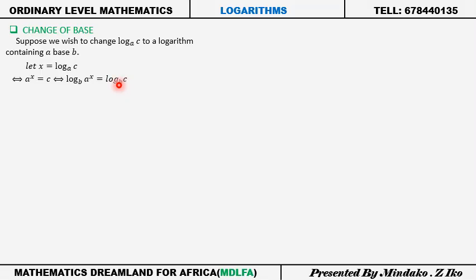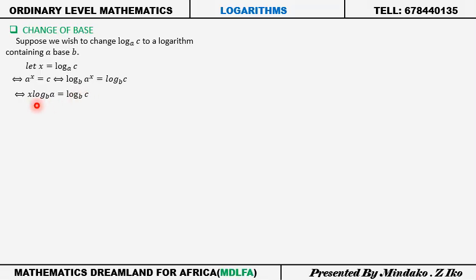At the end of the day, since this is the exponential form and this is the logarithmic form, if we apply law 3, this x will come down here. If that happens, we have x log of a to the base b, which is equal to the other side, log of c to the base b.